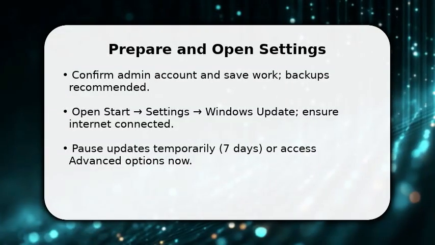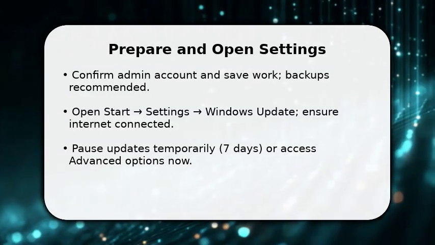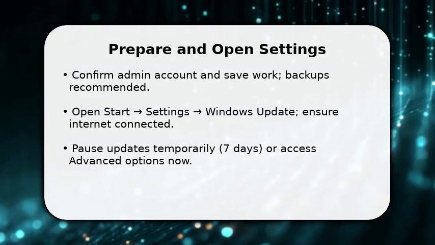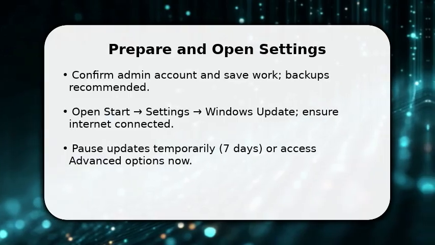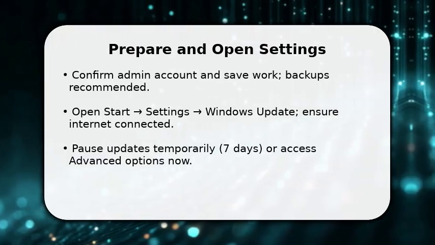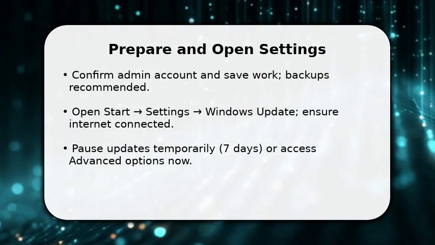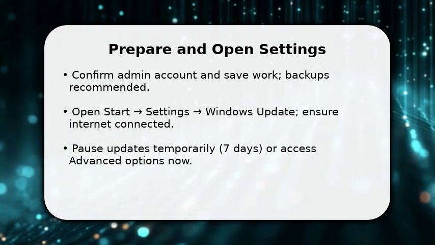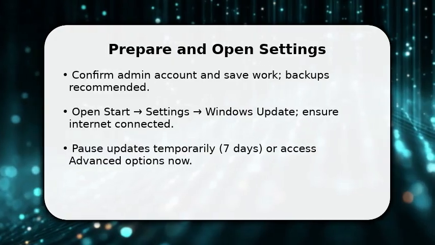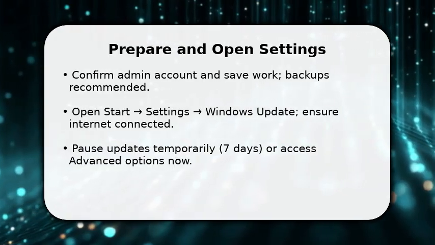You start by making sure you are signed in as an administrator and any important files are saved. This prevents interruptions. Once done, open Start and go to Settings, then Windows Update so you're in the right place. Make sure your Dell is online, then hit Pause Updates for up to 7 days to stop immediate installs. This gives you breathing room.